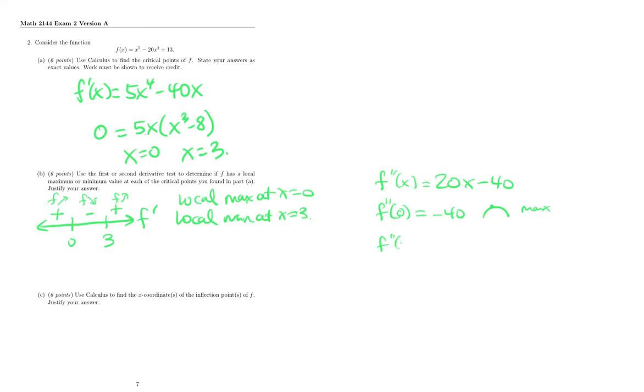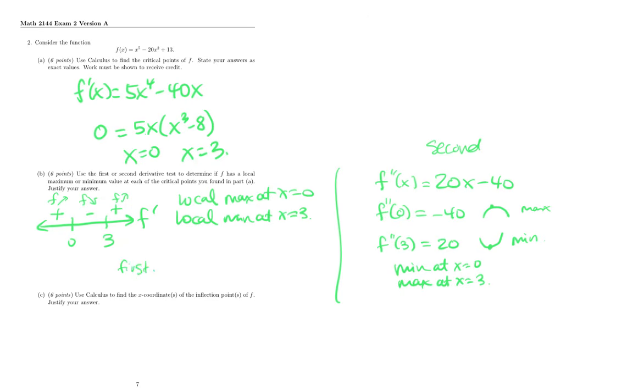And f double prime of 3 is equal to 60 minus 40, which is positive 20. So that means my function is concave up there, which means that is a min. So we have a local min at 3 and a local max at 0. So we get the same result. So this is the second derivative test, and this is the first derivative test. So you can do either one here.